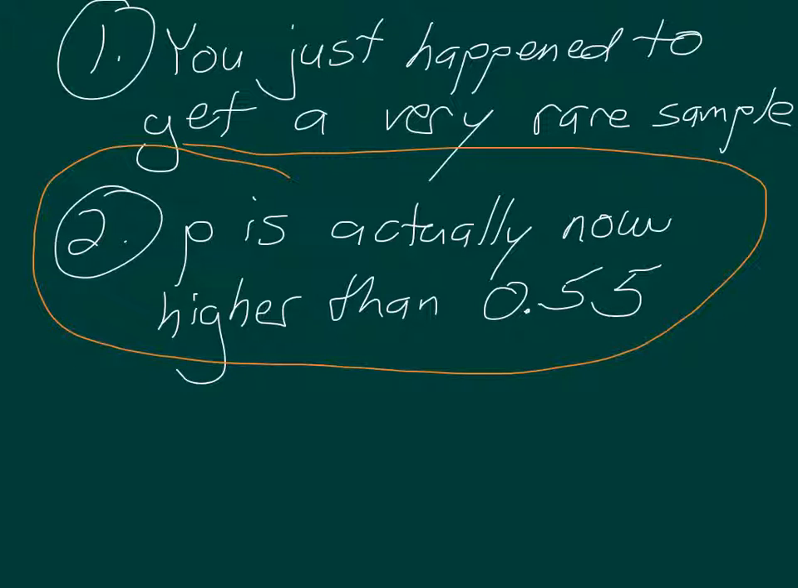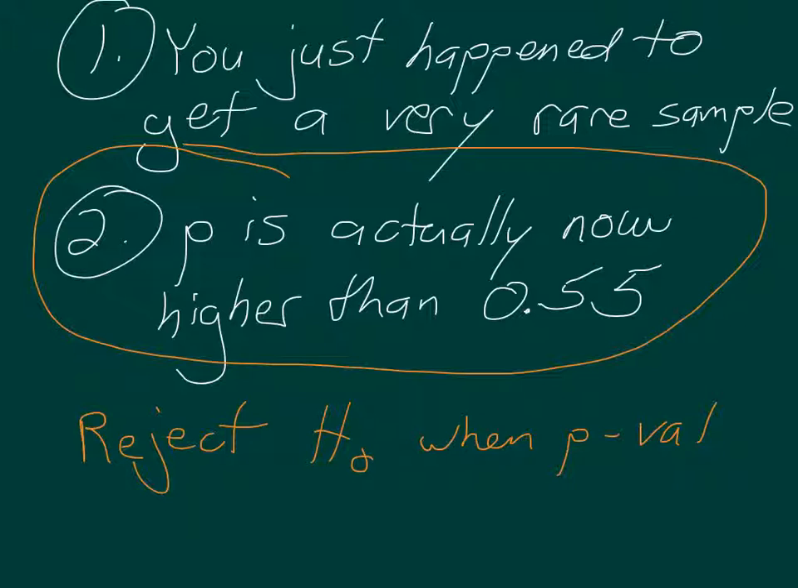And so that's why we reject the null hypothesis when the p-value is less than alpha. Okay, we're saying that, okay, this is good evidence. Then instead of assuming we just happened to get a very rare sample, we're going to assume that p is now higher than 0.55 and that 64% of a sample recognizing the brand is less unlikely than we would think.